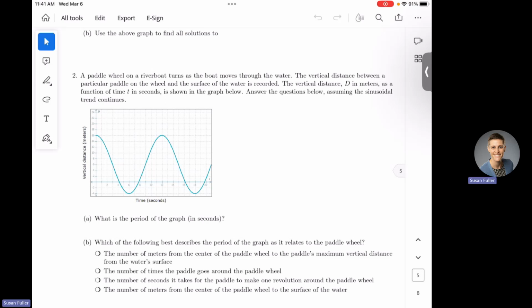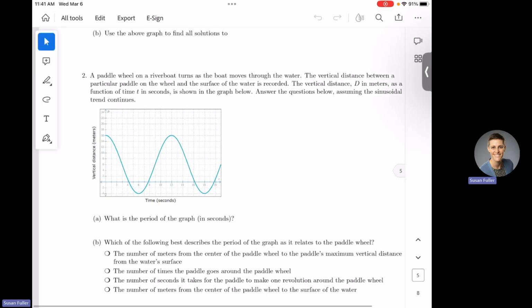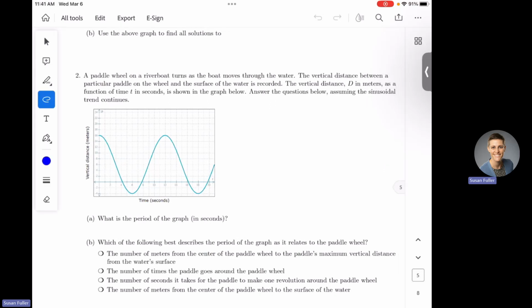Okay, so we've got a riverboat. You'll have to forgive my drawing skills here. I am not an artist. So we've got some kind of a riverboat here, and it has a paddle wheel on the back, right? So there are paddles on that wheel that spin, and as it spins, those paddles push the water, and that's what moves this boat along, right? And so this wheel is spinning in circles.